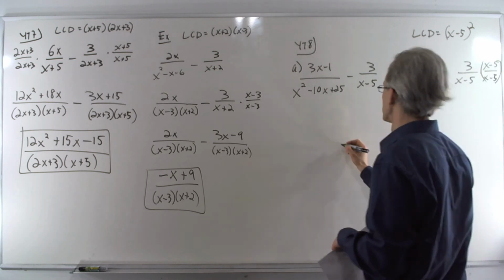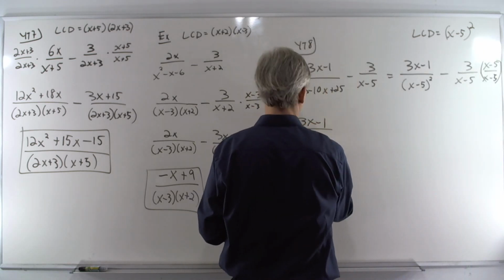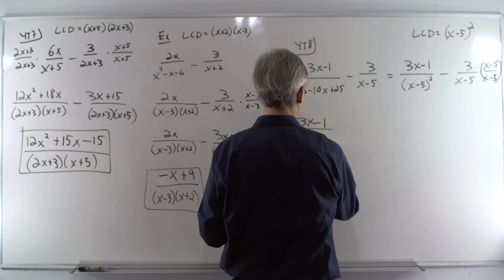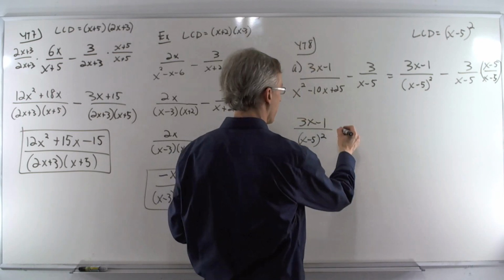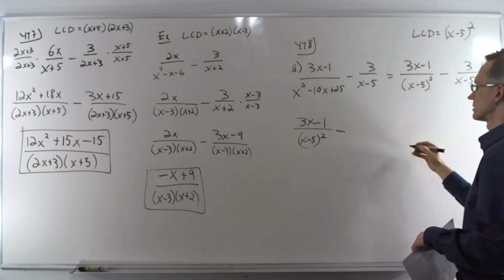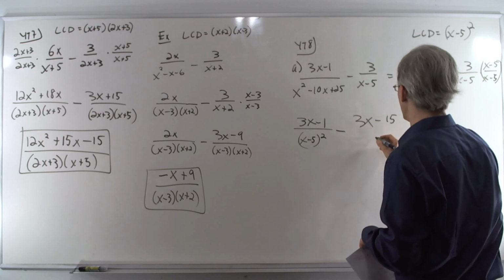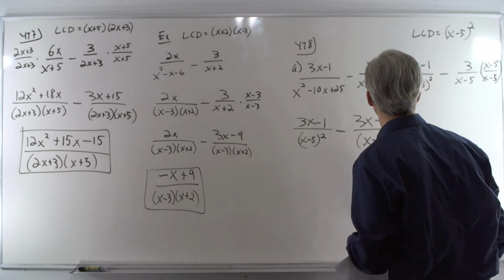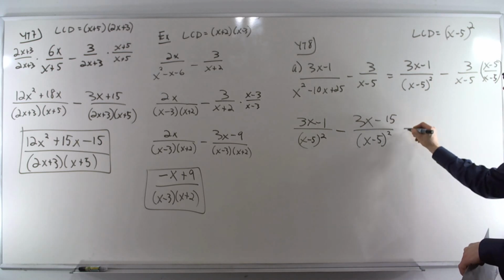So that gives us 3x minus 1 over x minus 5 squared, minus, now we're going to distribute 3 into this binomial, 3 times x, 3x. 3 times negative 5 is negative 15 over x minus 5 squared.